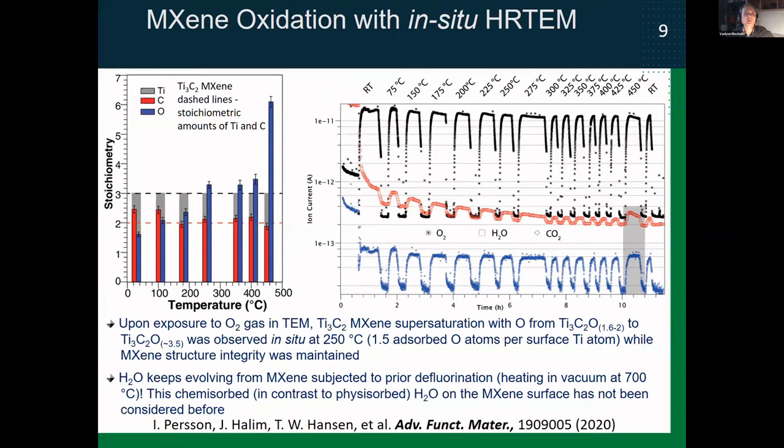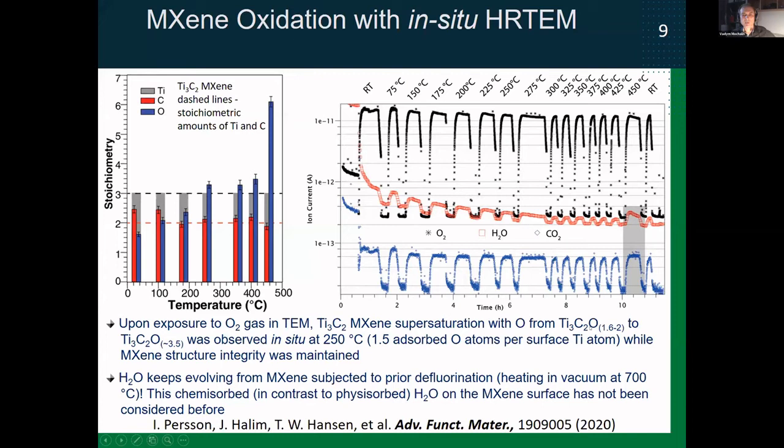And now there are some new studies, very nice studies, which explore exactly this topic. One of the most recent is this paper published in Advanced Functional Materials from Per Persson and Joseph Halim and a group in Sweden, where they used in situ high resolution TEM to study oxidation of MXenes with oxygen gas. And what they discovered is that you can oversaturate MXene with oxygen to the level where the molar fraction of oxygen in the MXene formula becomes close to 3.5, whereas the traditional limit is around 2.